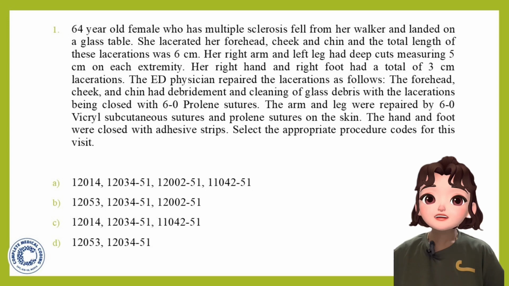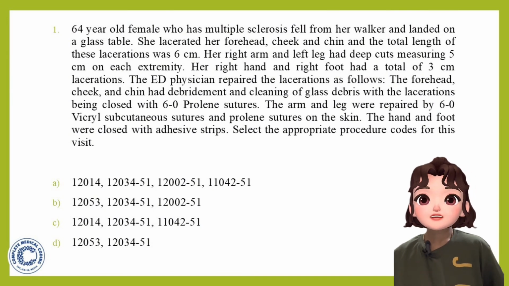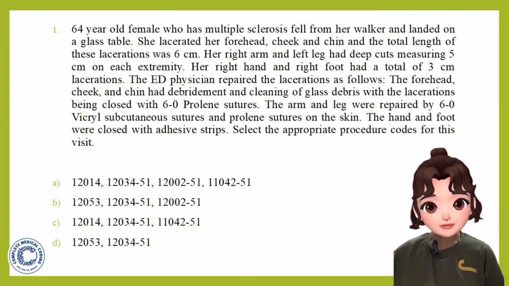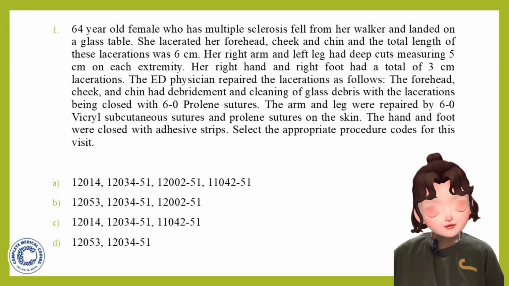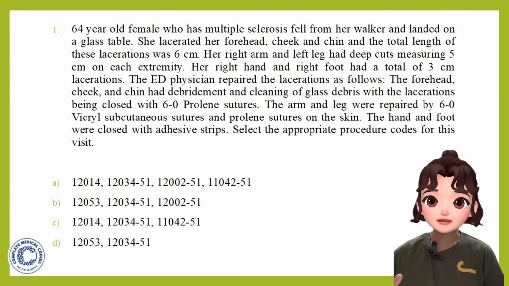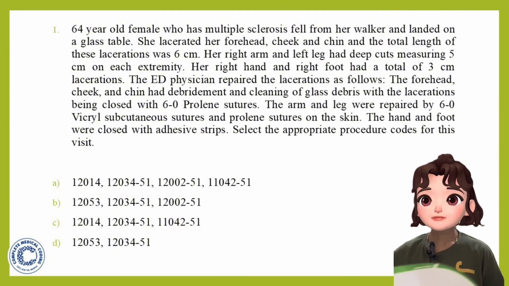Now, if you go to the third code 12002, in the same option B, what is that code? It's for simple repair of wounds of, again, scalp, neck, external genitalia, all this. There is no simple repair in the question. So that is a wrong code. Okay.